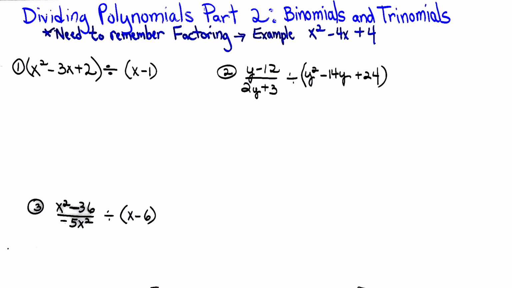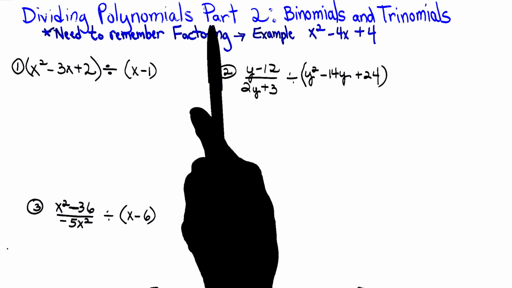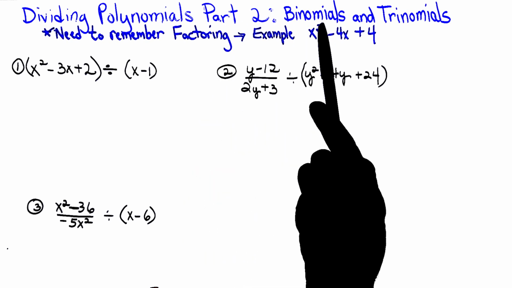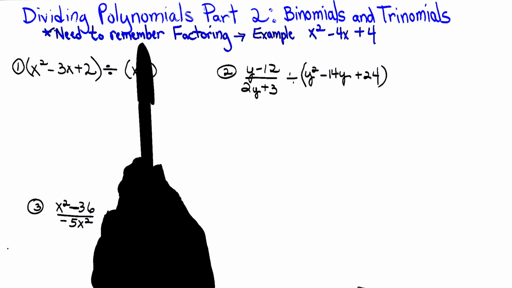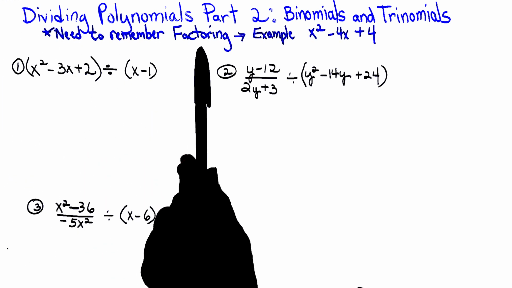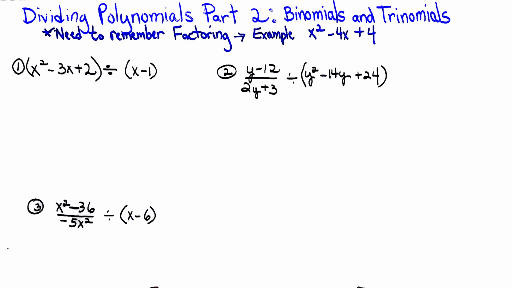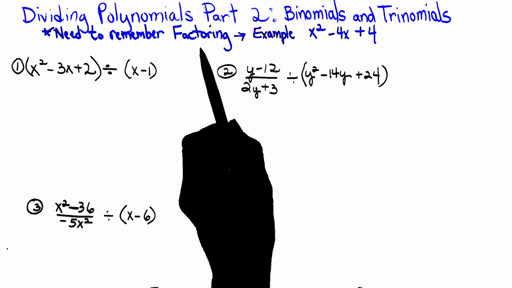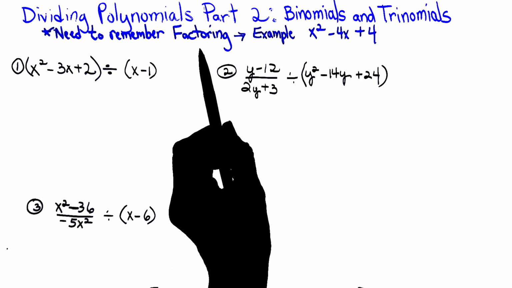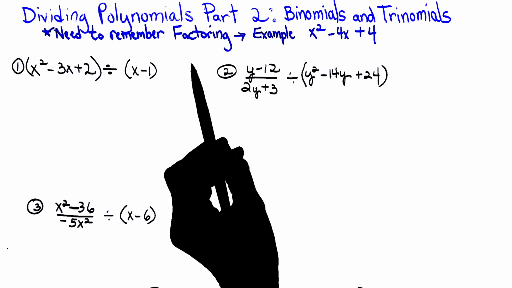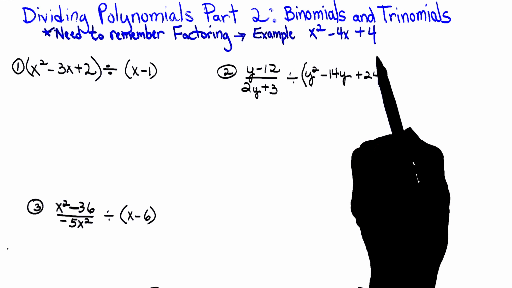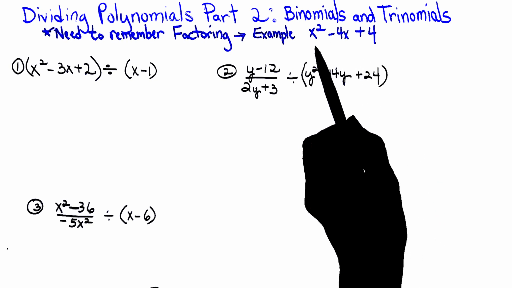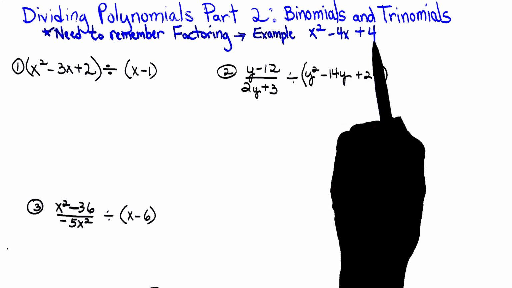For this lesson, we are going to be dividing polynomials, and it's actually part 2 where we're working with binomials and trinomials. And it's going to be really important that you remember factoring. So if factoring isn't one of your strong points, please go back and find my video, because there are a few of them that tell you how to factor using a table or factor using foiling. And so we're going to just work through an example here, but again, there are other videos that you can refer to. So I have x squared minus 4x plus 4.